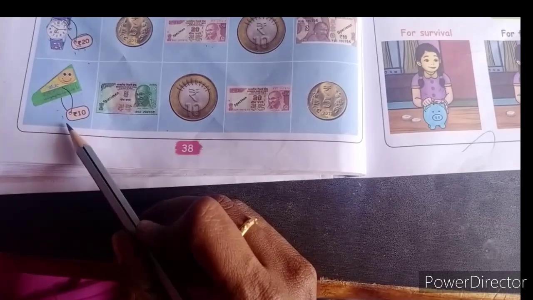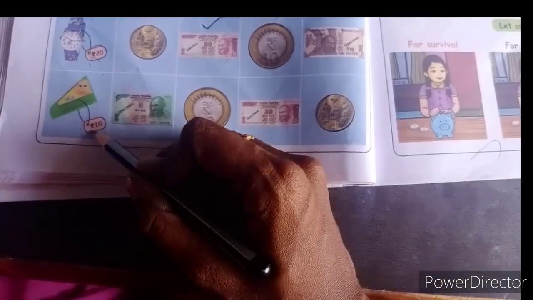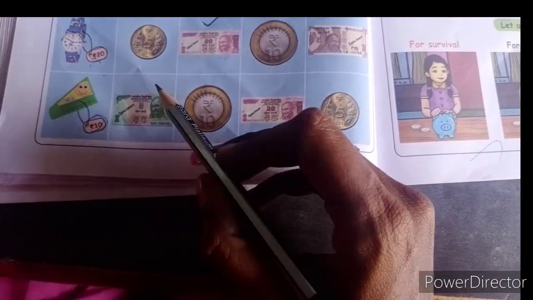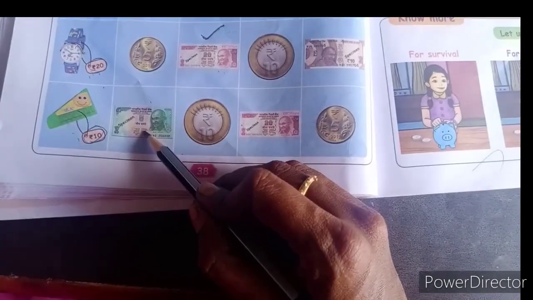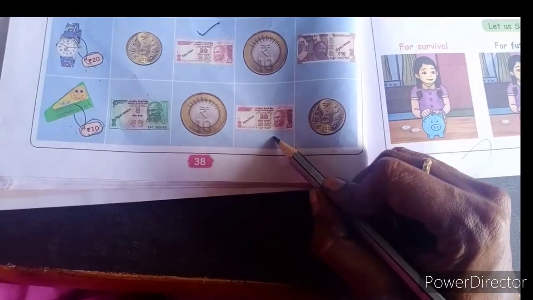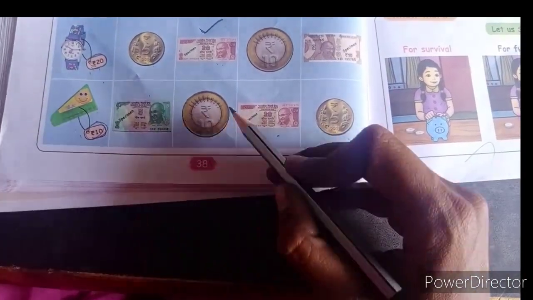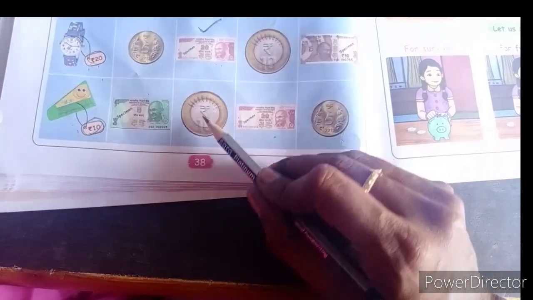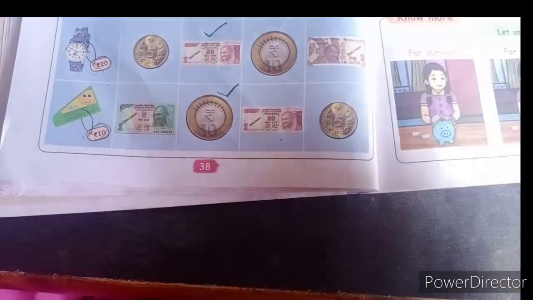Next, last, what is this? Mouth organ. Mouth organ, 10 rupees. Here they are given 5 rupee currency note, 10 rupee coin, 20 rupee currency note and 5 rupee coin. The correct answer is 10 rupee coin.